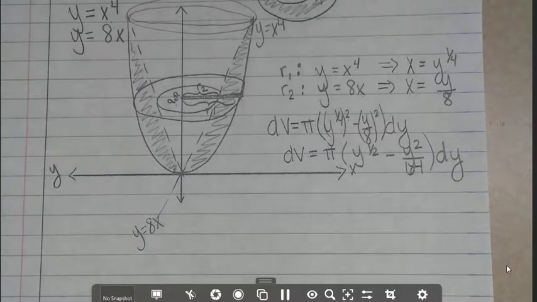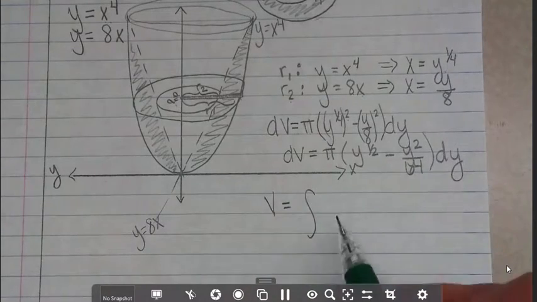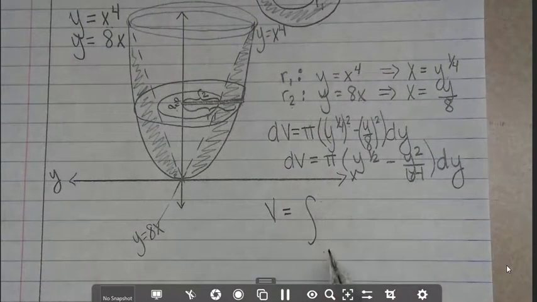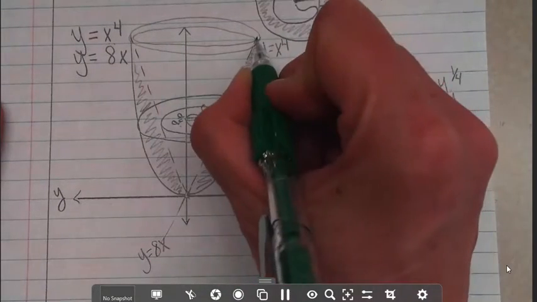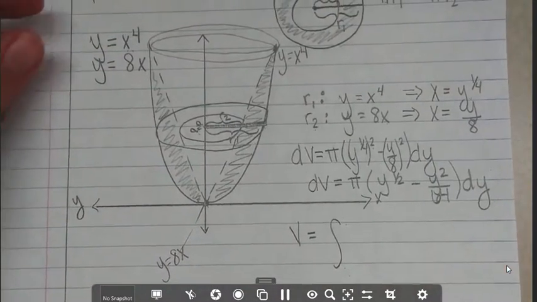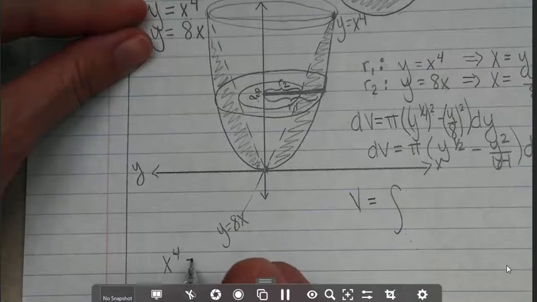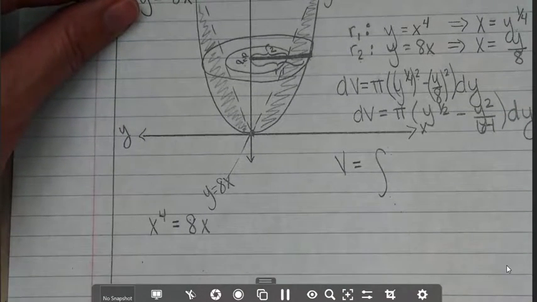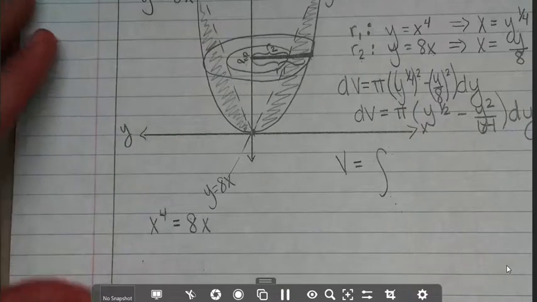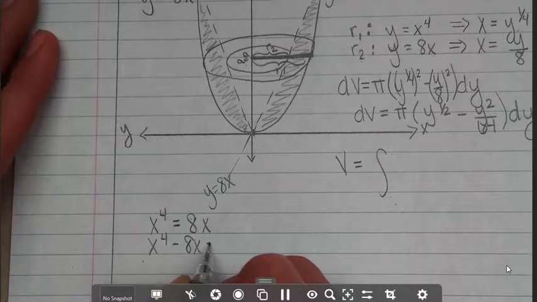Okay, so far I've written my differential. Now I'm going to need to write it as a definite integral. Okay, so my volume is going to be a definite integral. Now the question is, what are my limits of integration? So I need to know, where do they meet here and where do they meet here? So in order to do that, I'm going to go ahead and set these two equal to each other. Okay, so I'm going to take x to the 4th equals 8x, put them next to each other, set it equal to 0.